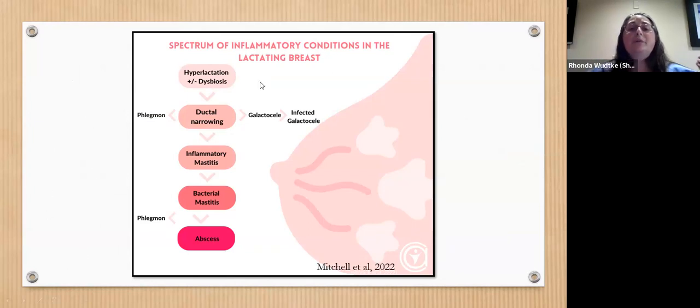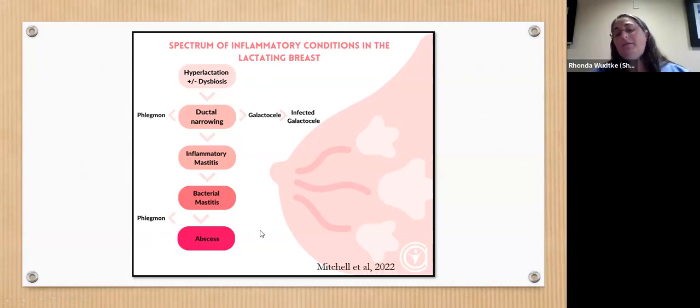So we start with that hyperlactation and that dysbiosis, which we just talked a little bit about. And if we don't approach these things and get them under control, that can lead to ductal narrowing, inflammatory mastitis, bacterial mastitis, and all the way down to an abscess. And that's where we don't want our patients to get, right? We really want to be intervening up in this area to help prevent all of these things.